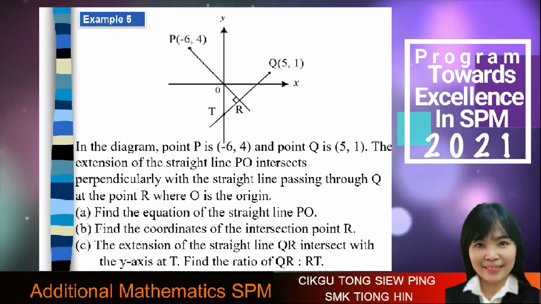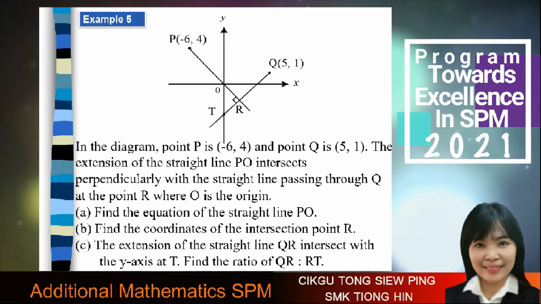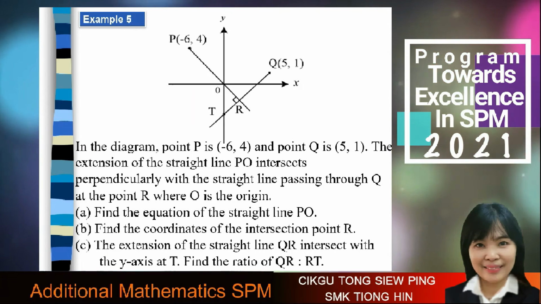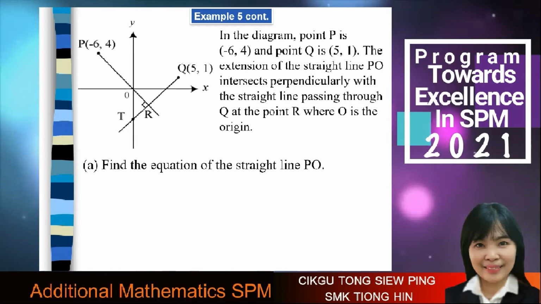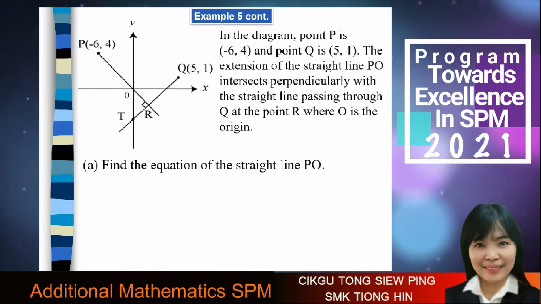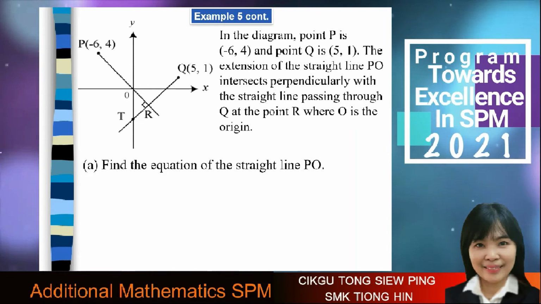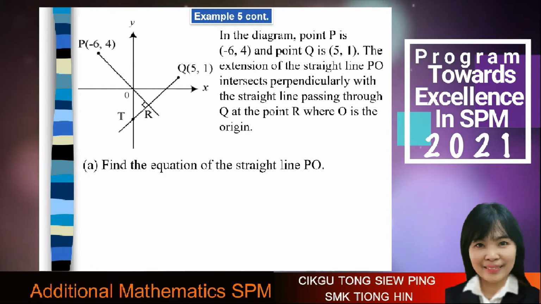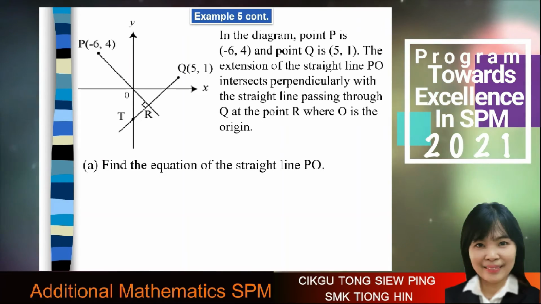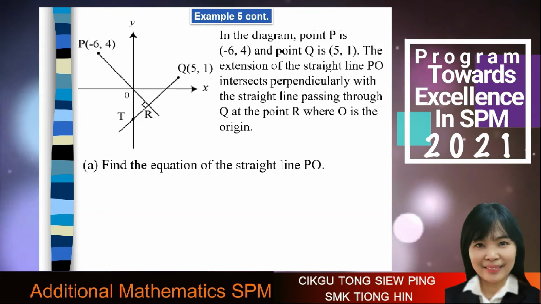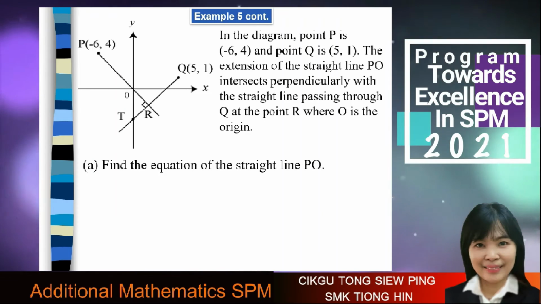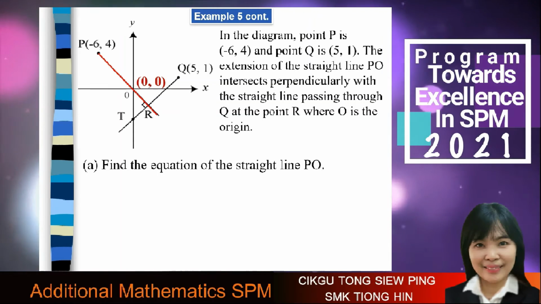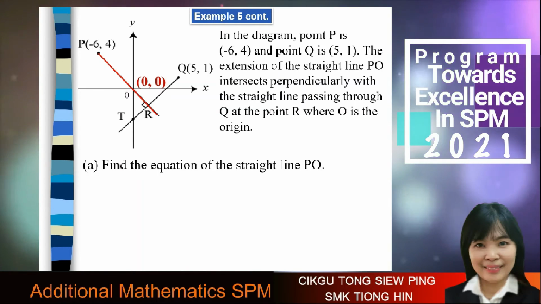Example 5 is a long question with parts A, B, and C. Let us look at part A first. In the diagram, point P is -6 and 4, and point Q is 5 and 1. The extension of the straight line PO intersects perpendicularly with the straight line passing through Q at the point R, where O is the origin. A. Find the equation of the straight line PO.